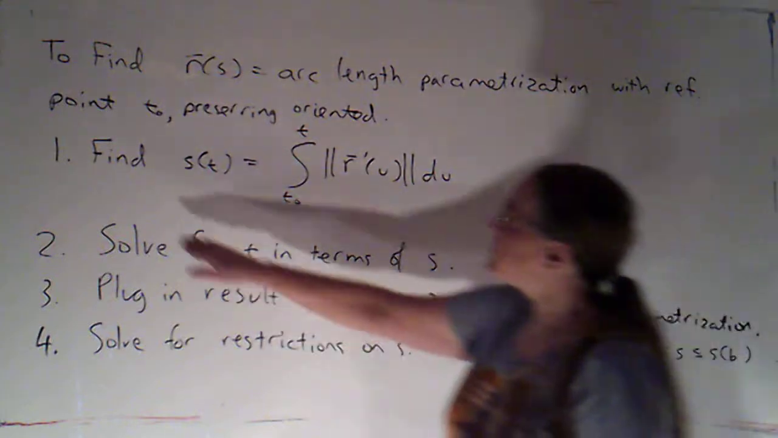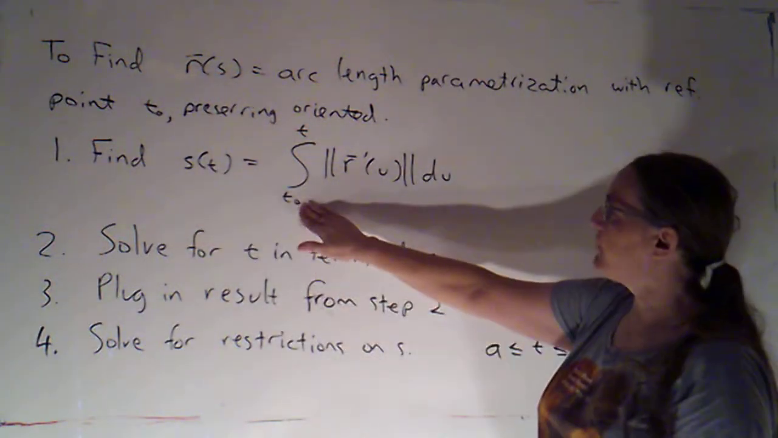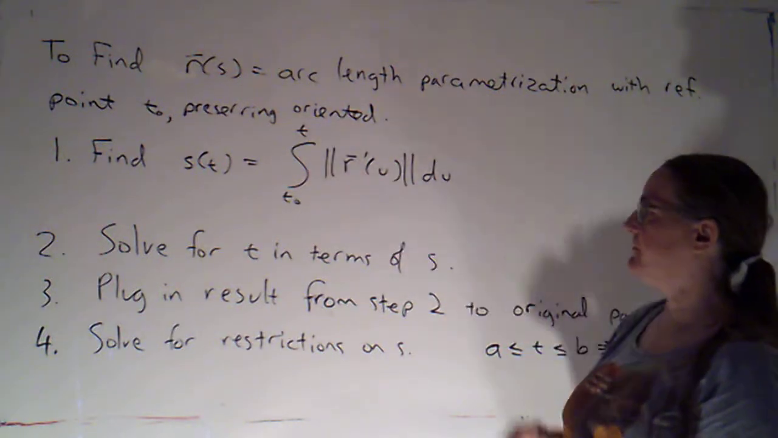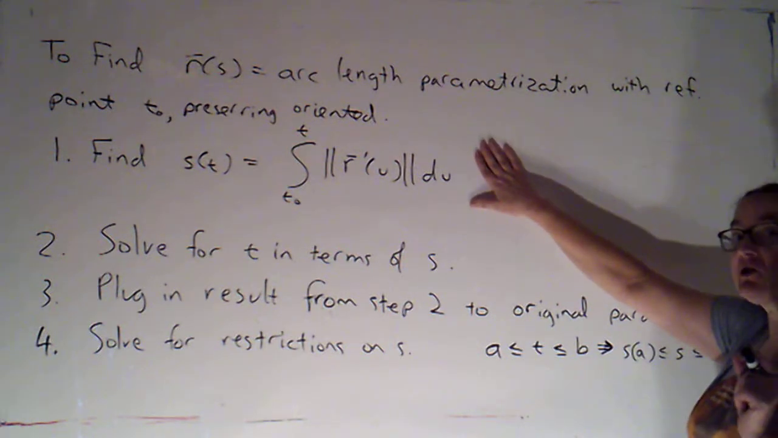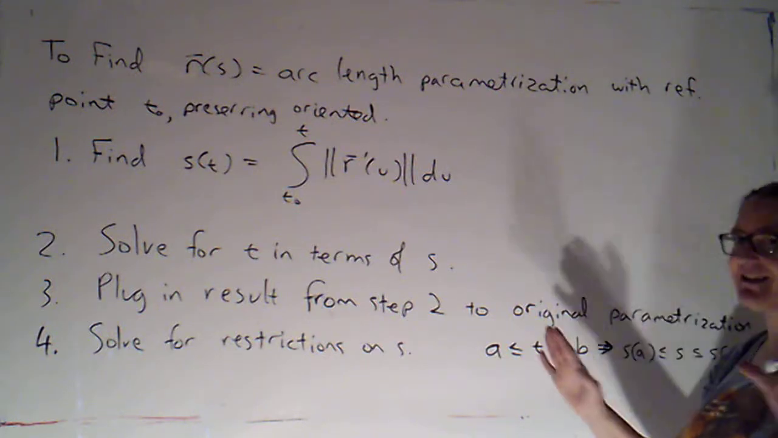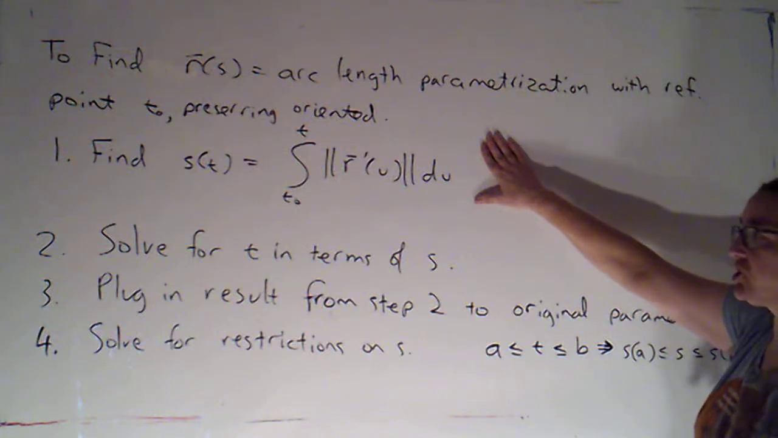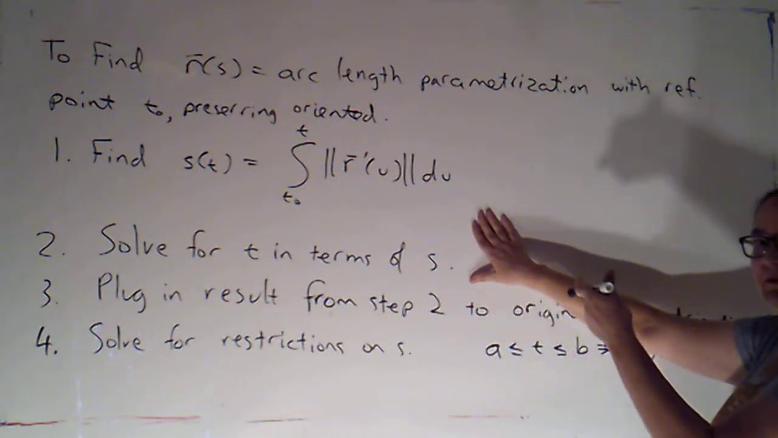Okay. First thing I do is I find the arc length function. That's just integrating from my reference t value to t, the magnitude of the derivative. Now, if my curve is smooth, and in some cases even if the curve isn't smooth, but guaranteed to happen if it is smooth, that will be a one-to-one function, and then we will be able to reverse that and solve for t in terms of s.